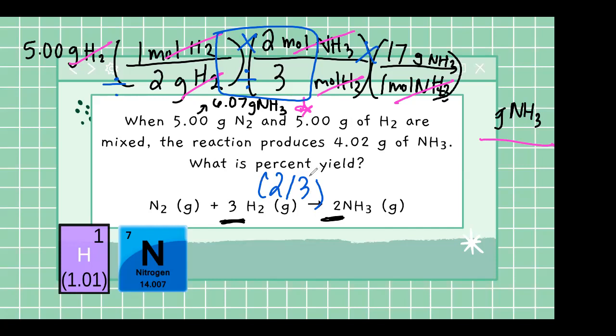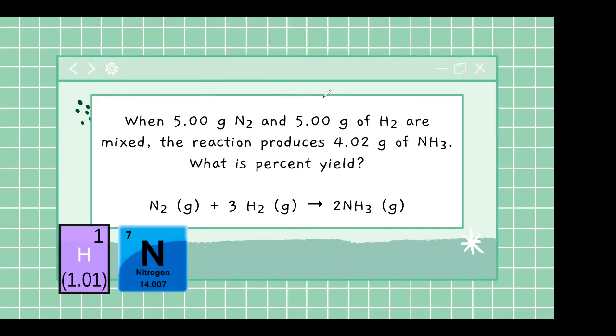Okay, Seth got 28.3 grams. Anyone else get anything different or the same? 5 divided by 2. Okay, cool. We came to a consensus that this produces 28.3 grams of NH3.